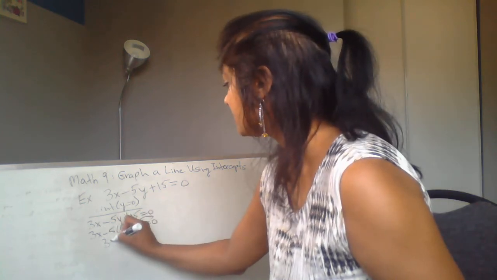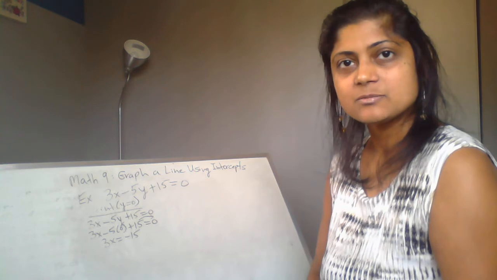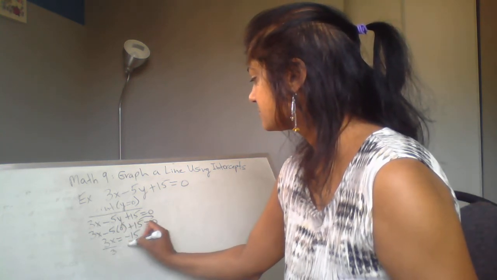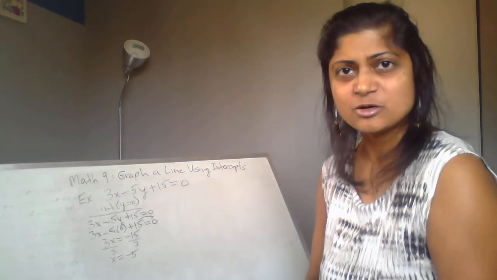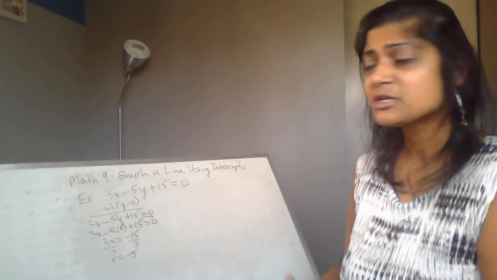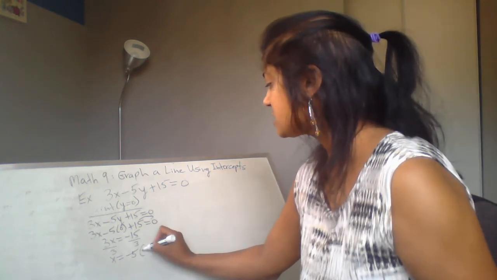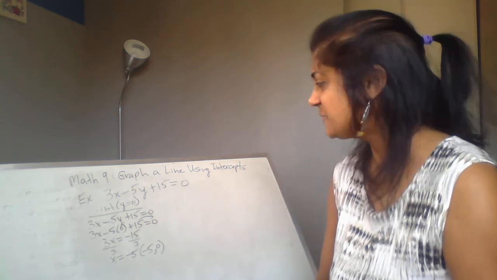So we're going to do 3x equals negative 15, okay, and then I'm going to divide both sides by 3, and so x is equal to negative 5. Okay, so I hope everyone's getting the same answer. You should be trying the question on your own as well, okay? So my point here is negative 5 and 0, just like that, okay?